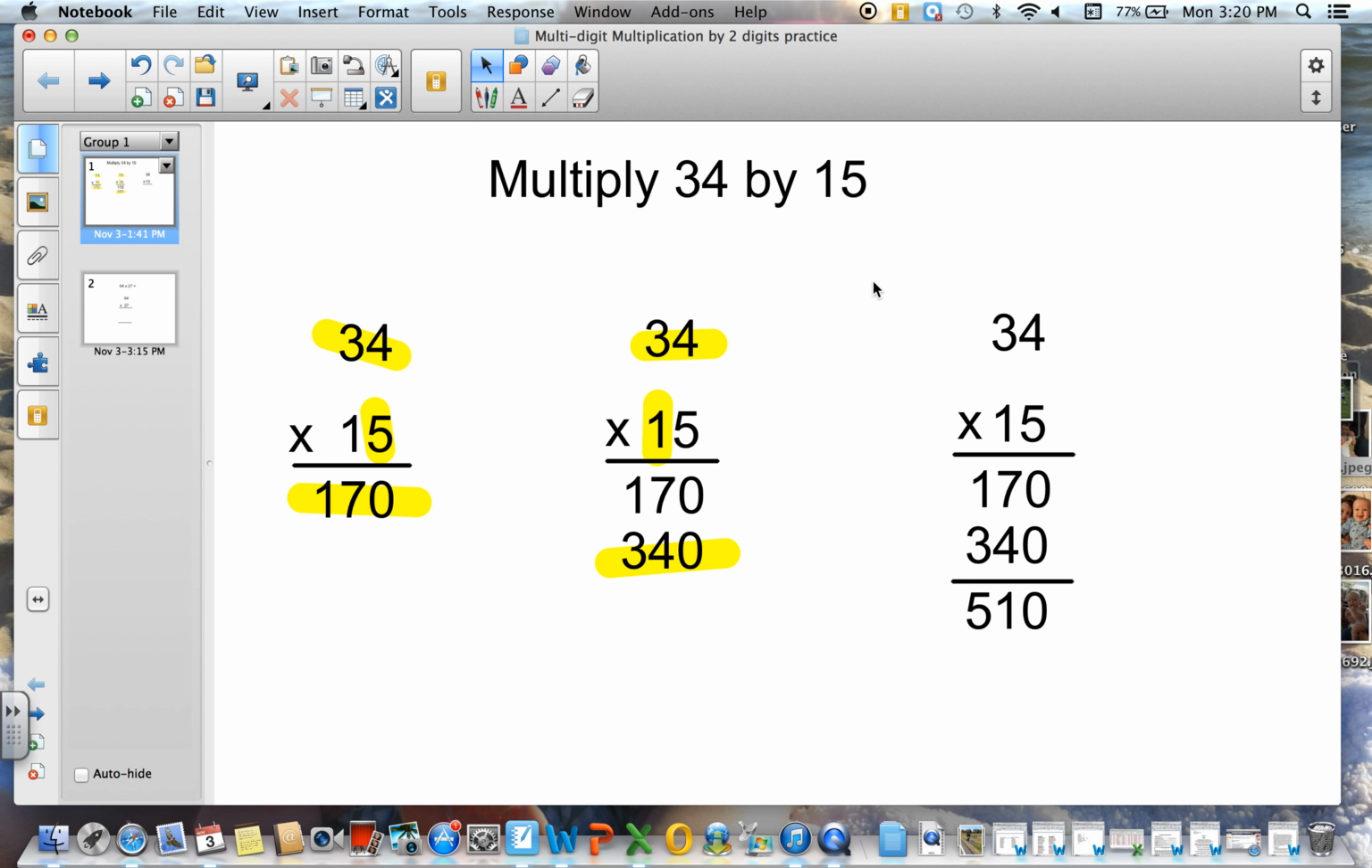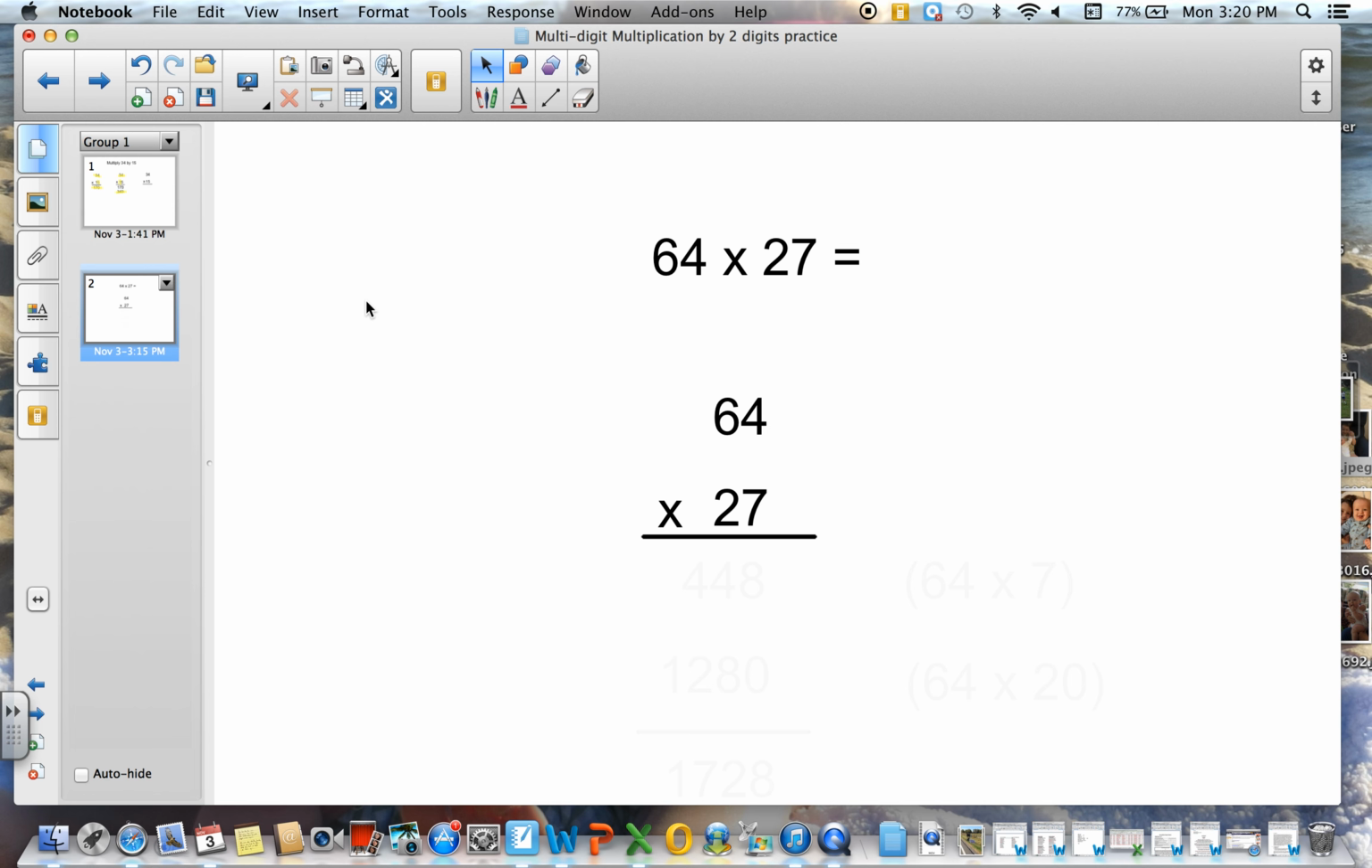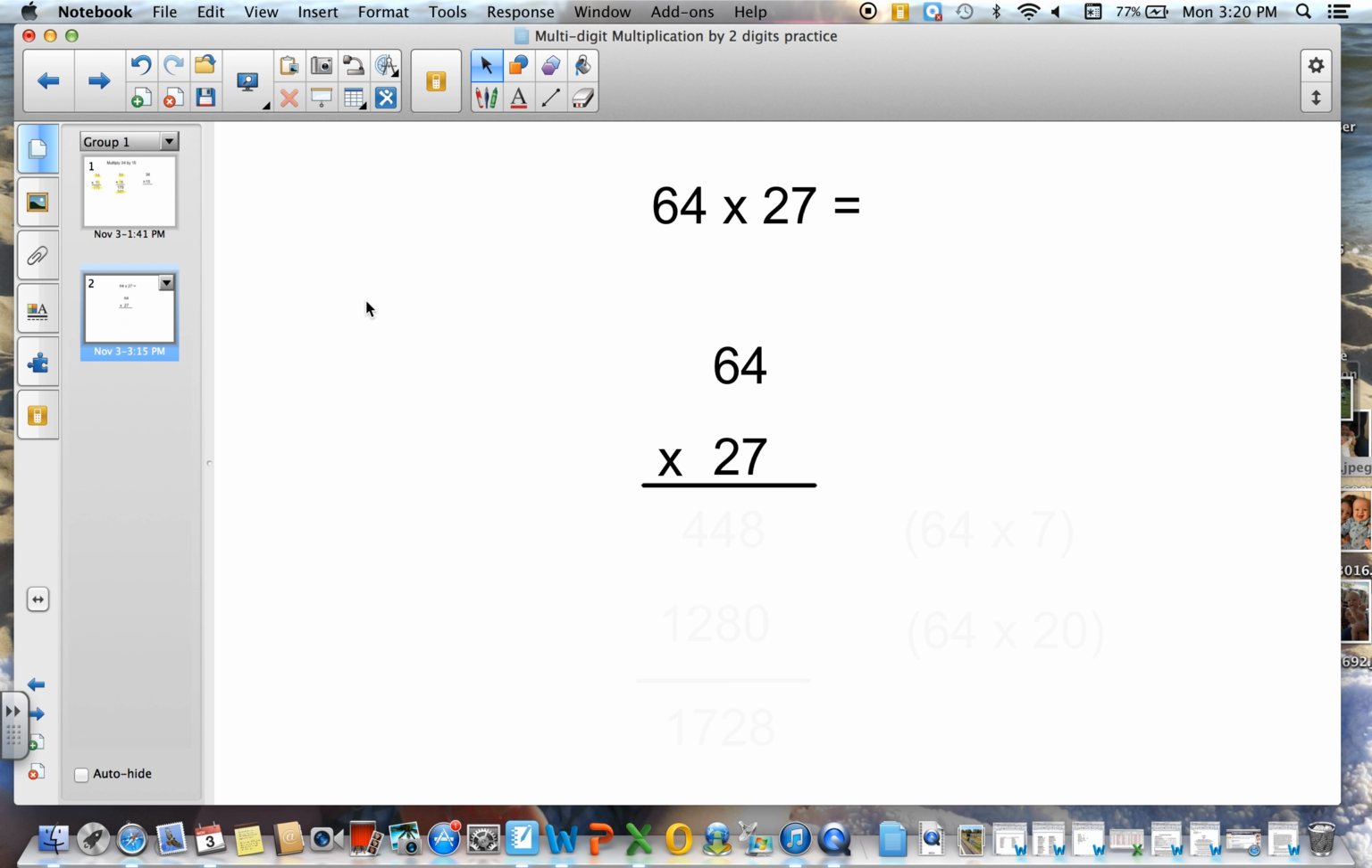Let's try another one. So here we're going to be taking a look at 64 times 27. So again, this time we've got our 64 and we've got 27. Sometimes it can be a little overwhelming to look at those two-digit numbers. So let's take a closer look at 27. And let's just say, why don't we try 64 first times just 7? So again, we're going to be focusing on 64 times just that 7. Okay, and 64 times 7 is 448.